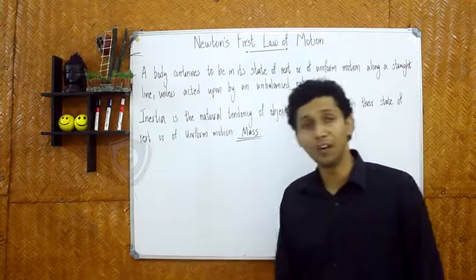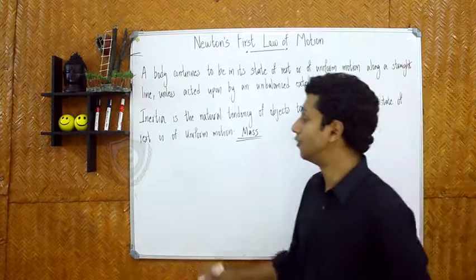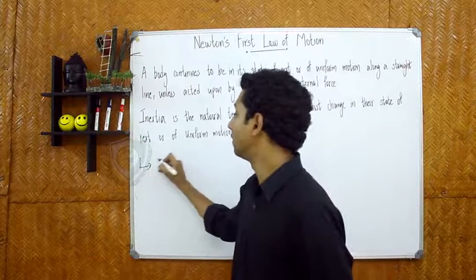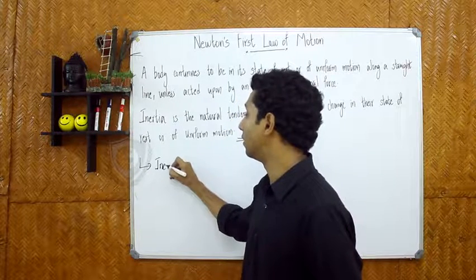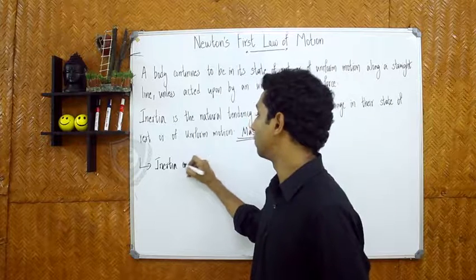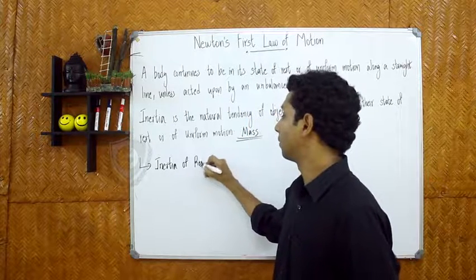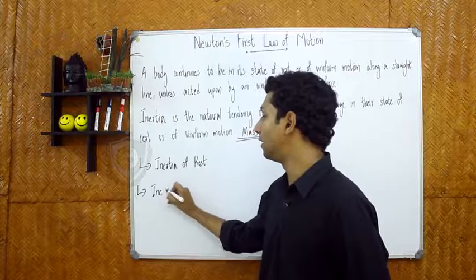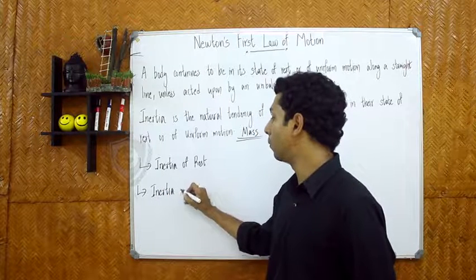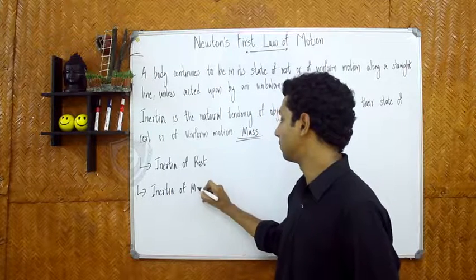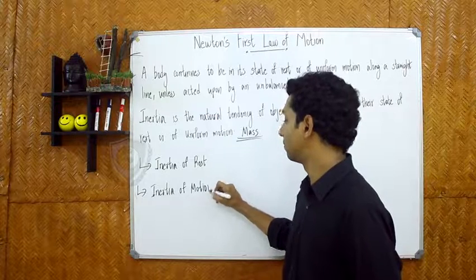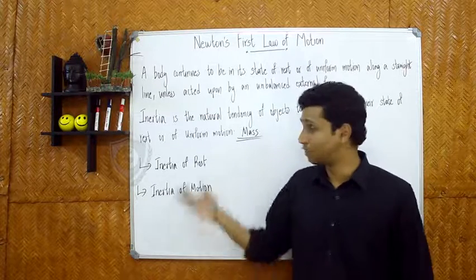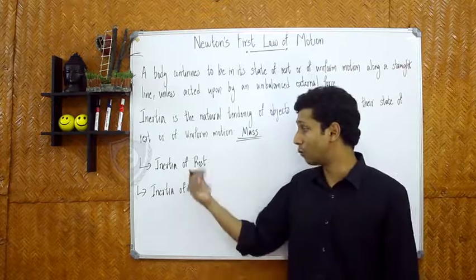Mainly we have two kinds of inertia. The first one is inertia of rest, followed by the second one, inertia of motion. Actually, we have already explained these two points. I will just take it one more time.